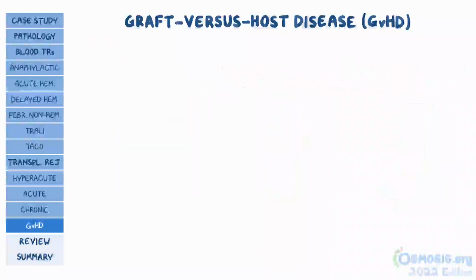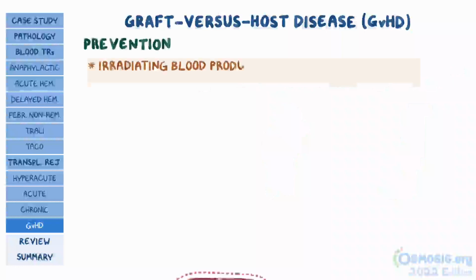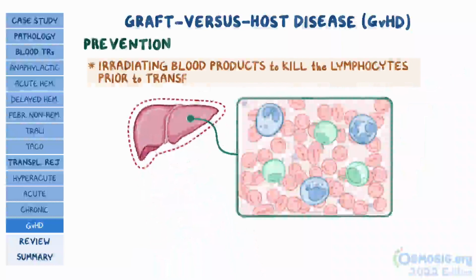The good news is that graft versus host disease can be prevented by irradiating blood products to kill the lymphocytes prior to transfusion.